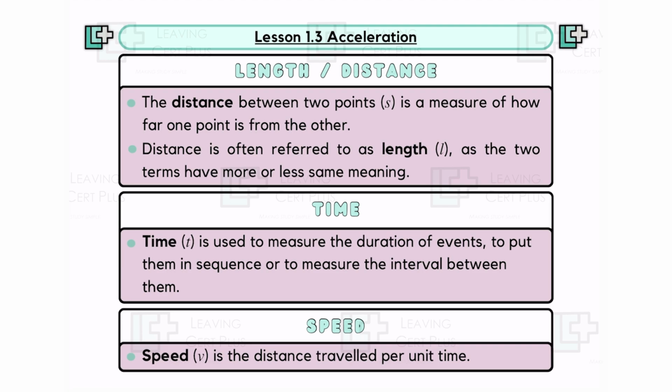And those have their vector correspondences. So distance would have a correspondence of displacement, and speed will have a correspondence of velocity. And now we're ready to introduce the quantity called acceleration. We're going to define acceleration as the rate of change of velocity.